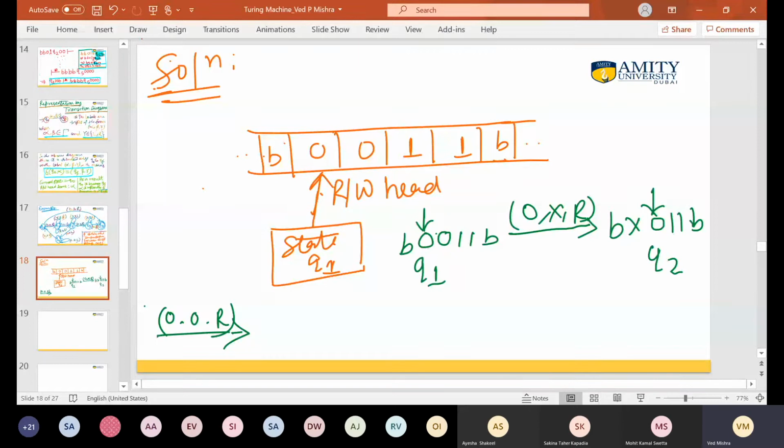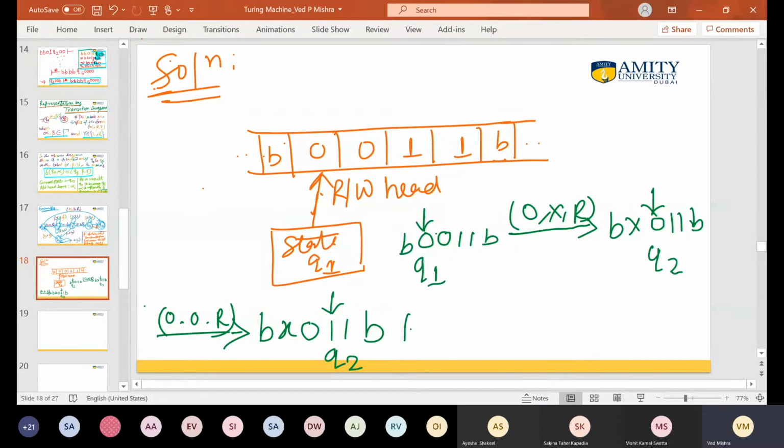So B and X is X only. And this 0 is 0 only. And you have 1, 1 B. Where will your read write head go now? It's R, which means one direction right. So it will come here. And what is your state now? Q2, because it was a self loop.